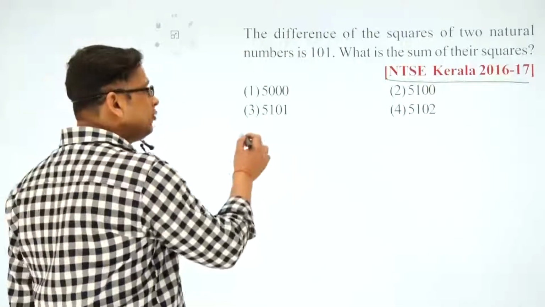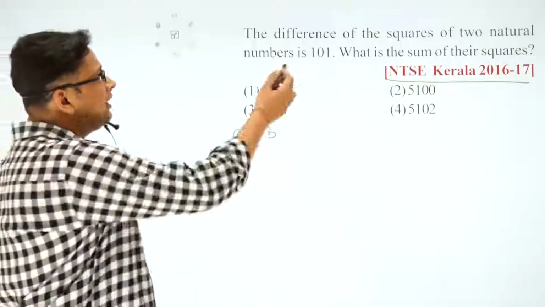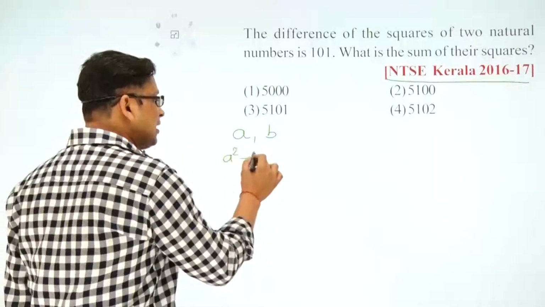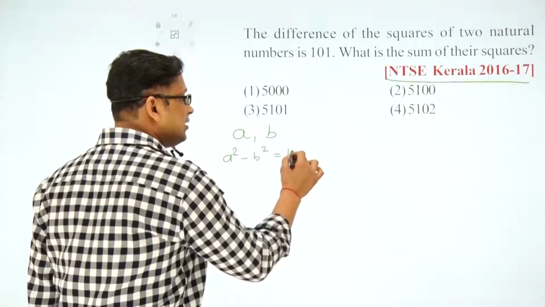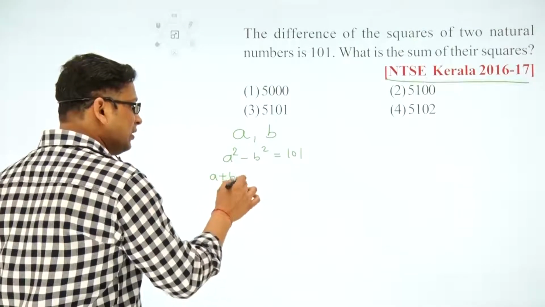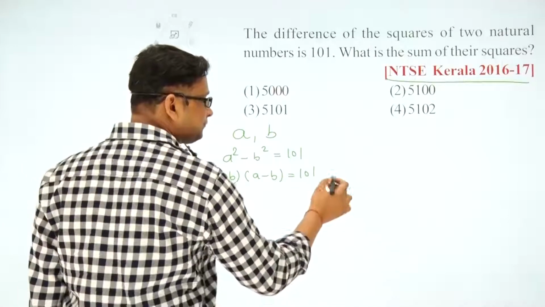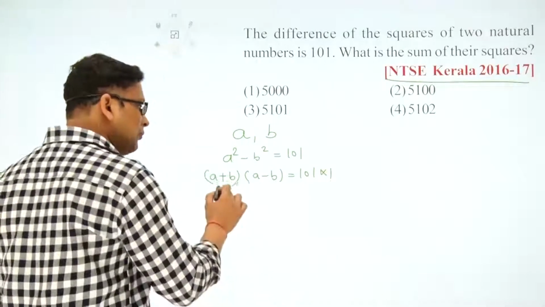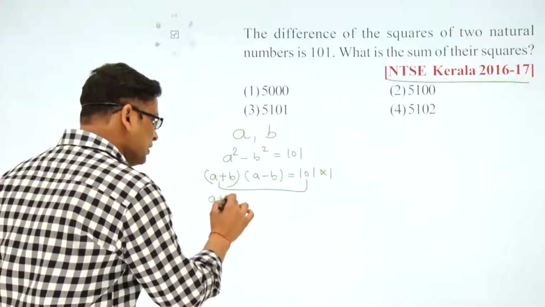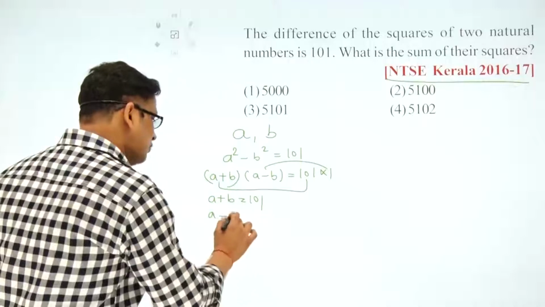So we assume that a and b are the two numbers, and the difference of their squares, a square minus b square, is equal to 101. We have to split this identity: a plus b times a minus b is equal to 101 into 1. So we compare both the sides. So a plus b is equal to 101, and a minus b is equal to 1 over here.